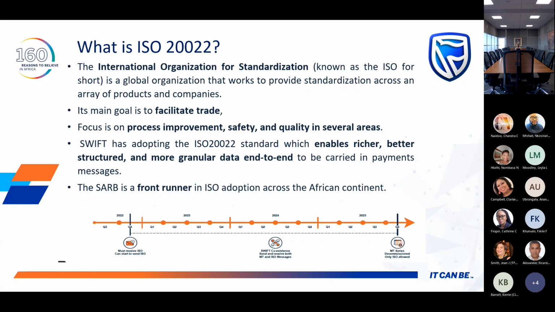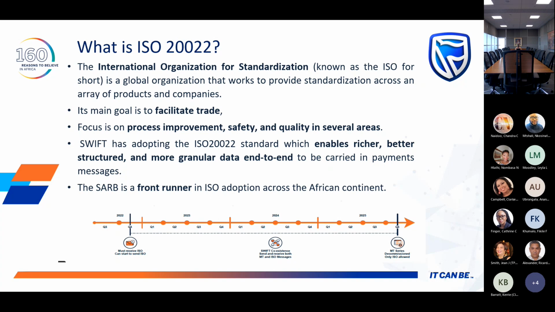Now, SWIFT then adopted these standards for their own message types. And in adopting the standard, it then enables SWIFT to provide richer data in our payment instructions. It gives us the ability to have better structuring of our payment instructions. We'll look quickly at what that means in terms of payment instructions. It allows us to have a more granular data that is provided end-to-end in terms of when we carry out a payment.